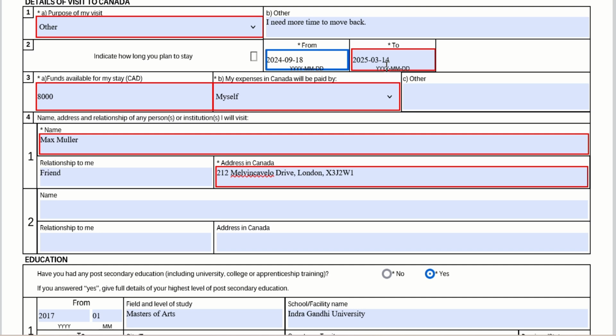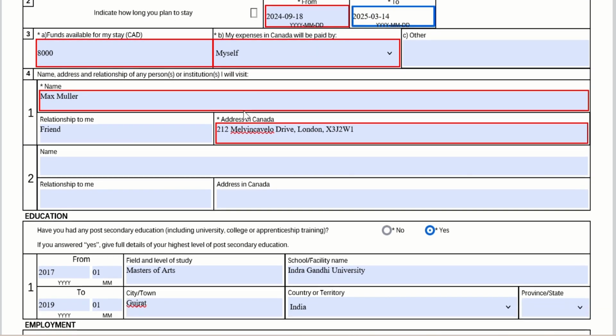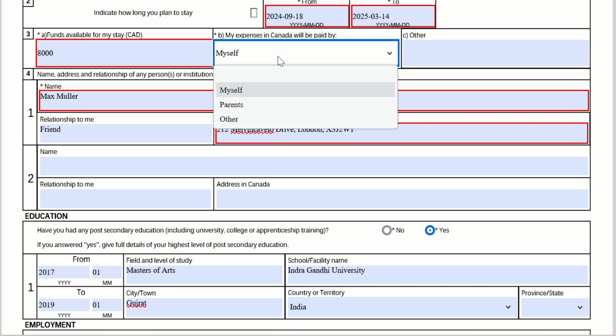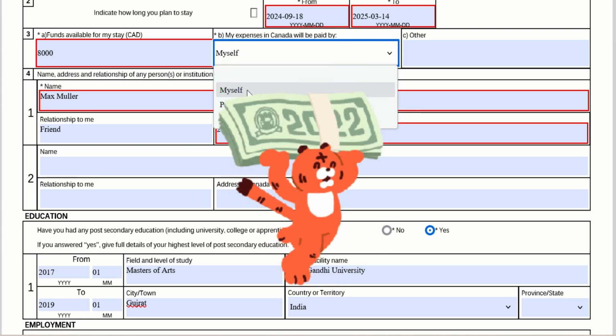how much time you need, how much money you have in your account or personally. Mostly they will only look into what's shown on your bank account, so you should take a statement from your bank. Here you can put whether you have your money with you, or you will be supported by your parents or someone else like friends. Here I'm saying I have the money myself.